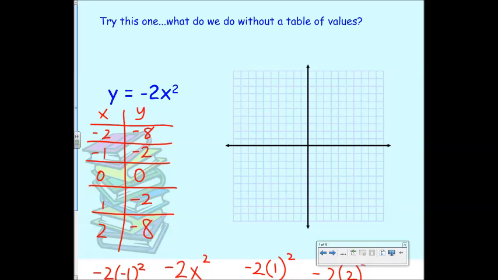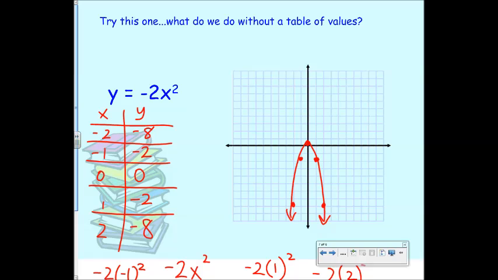Okay, so -2, -8 is over left 2, but then what? Down 8. And then -1, -2 would be right here. 0, 0, still right there. 1, -2. And then 2, -8 again. Okay, so there's our parabola.